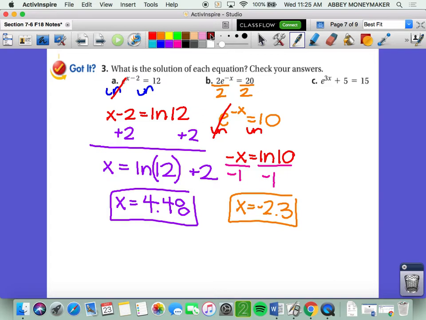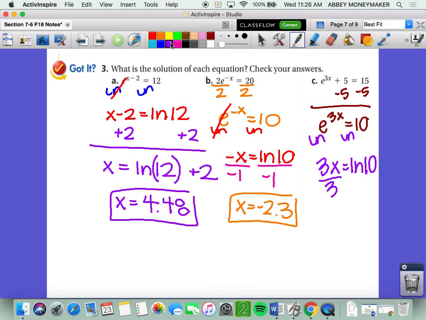All right, let's get C. What do you notice on C? Got to get the function by itself. What do I do? Subtract 5. So e to the 3x equals 10. Natural log it. 3x equals natural log of 10. Divide by 3. You get 0.7675.